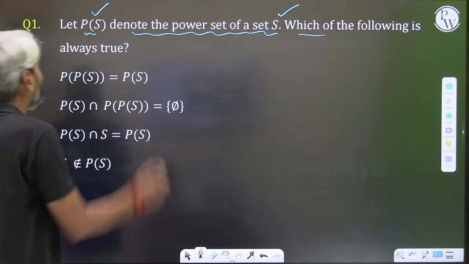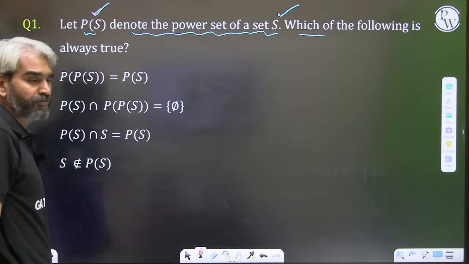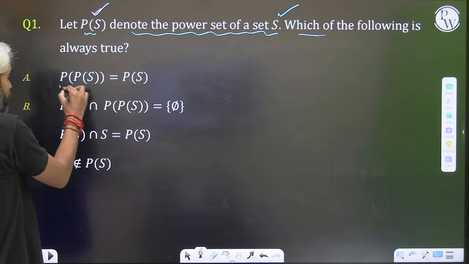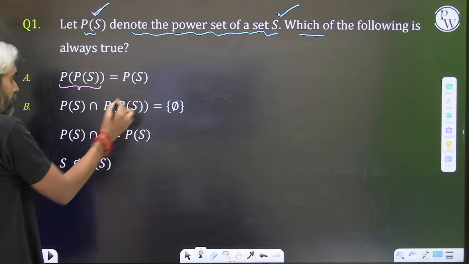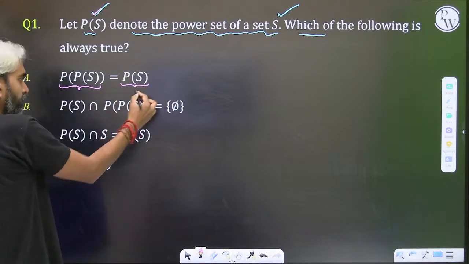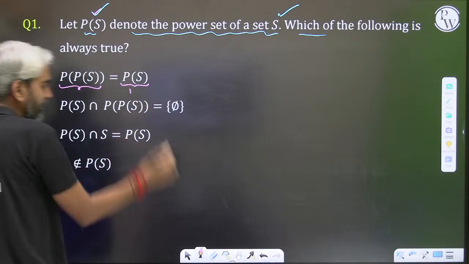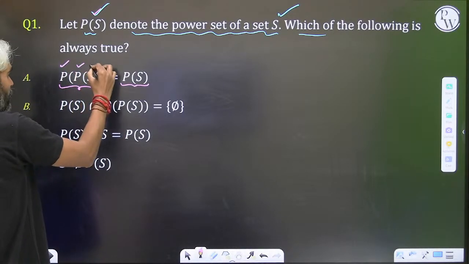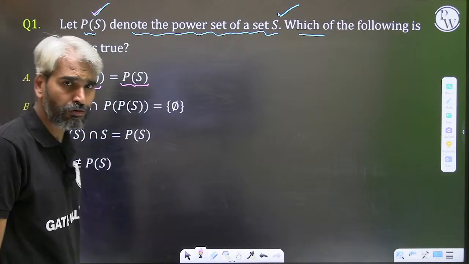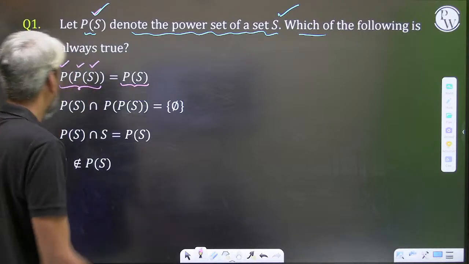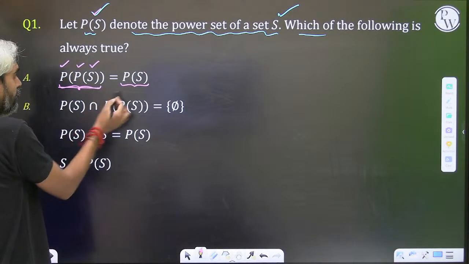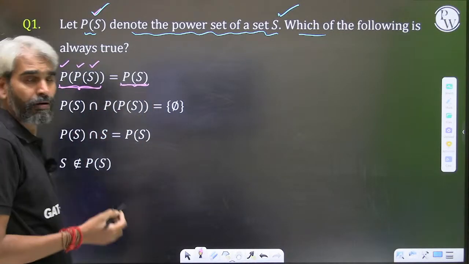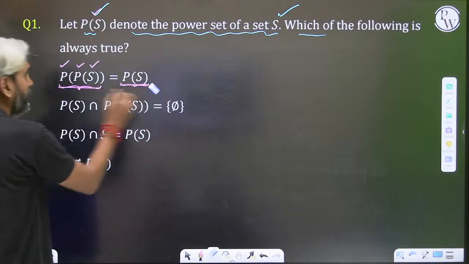So let's discuss. P(S) is the power set of set S. Now it is saying that the power set of a set S will be equal to the power set of the power set of S. Will it be true? No, sir, because the cardinality of the power set of the power set of S will be more than the cardinality of the power set of S. You can eventually understand that.